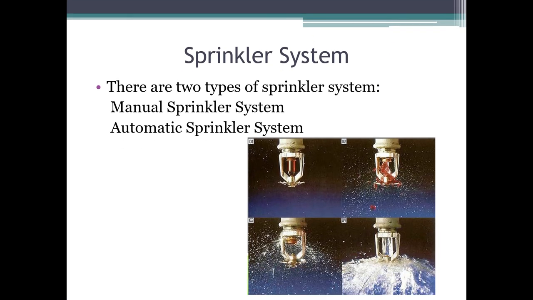So these are some sprinkler systems. These may be automatic or manual. Manual system is by switching on the emergency alarm button, and they'll be on. And automatic system is they'll automatically detect the fire and start sprinkling water on it. They are basically installed with the smoke detectors.